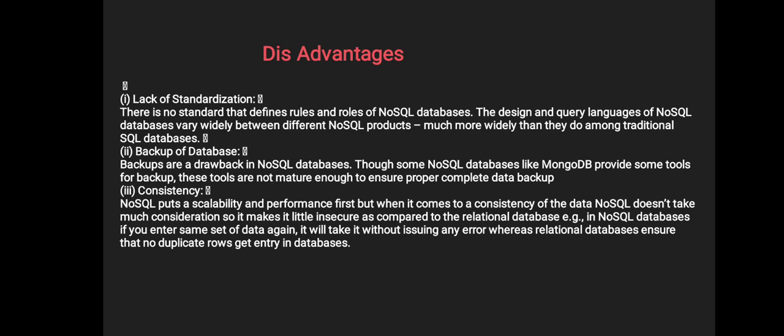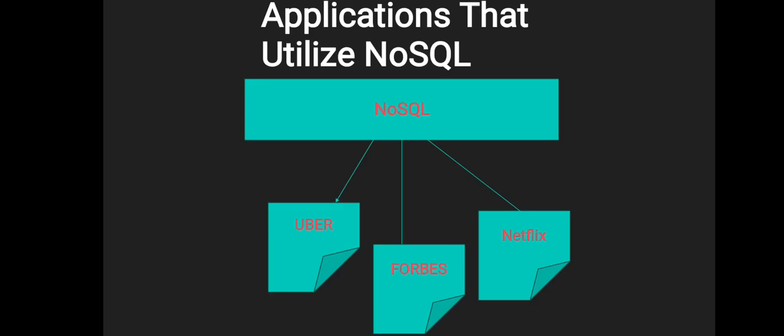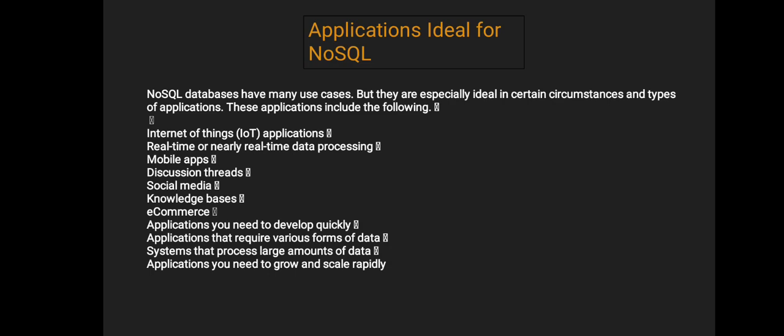On the next slide, we are going to see about the applications that utilize NoSQL. Some of the applications are Uber, Forbes, Netflix. As we saw earlier, Netflix is one of the main applications of NoSQL, and Uber too. These apps mostly store the data of the customers for future use.